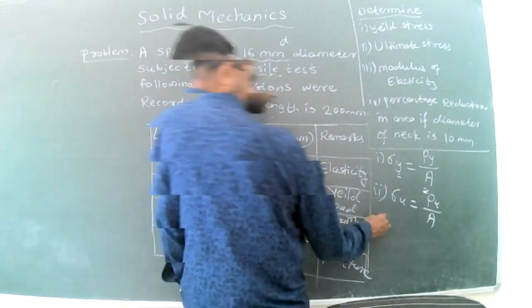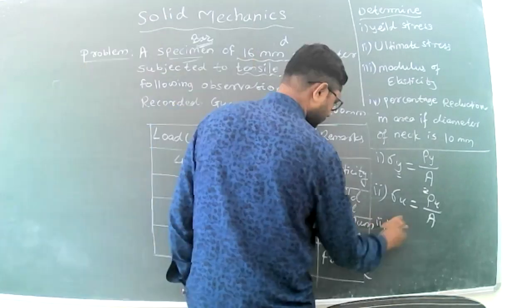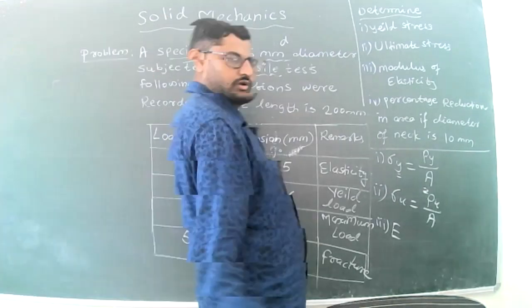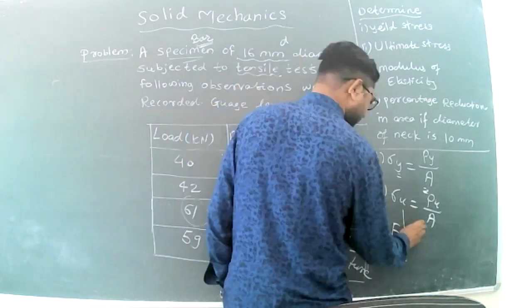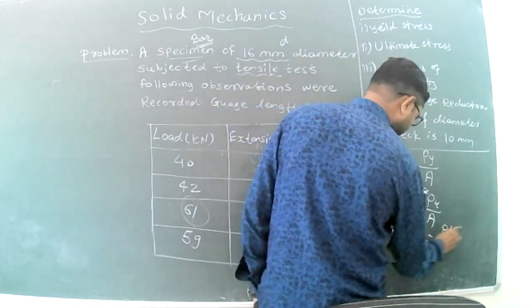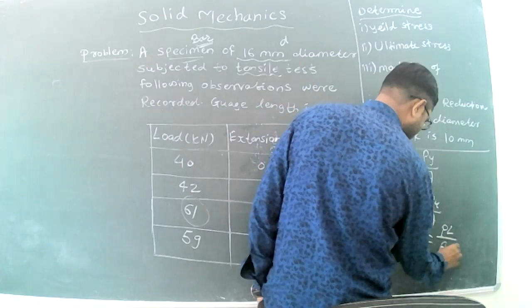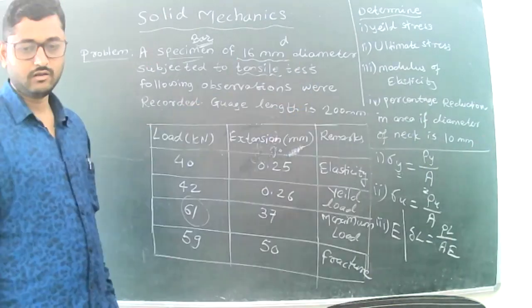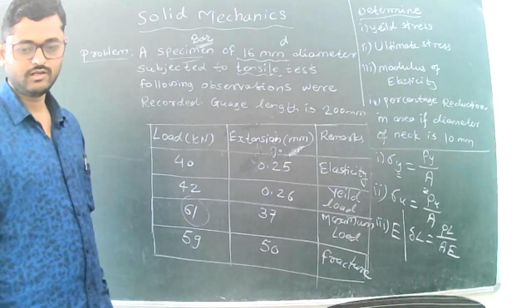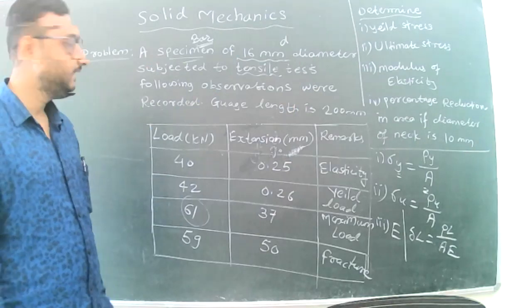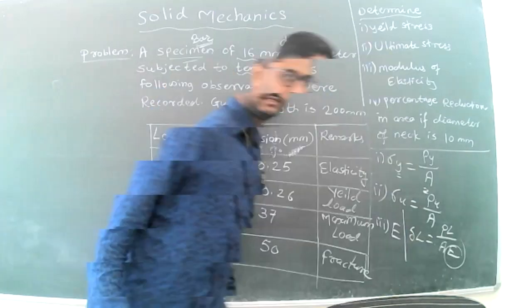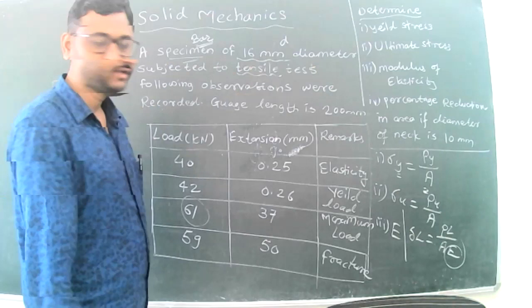Then third, modulus of elasticity. How to find modulus of elasticity? We have the equation delta L is equal to PL by A into E. Here we have to find E, the modulus of elasticity.